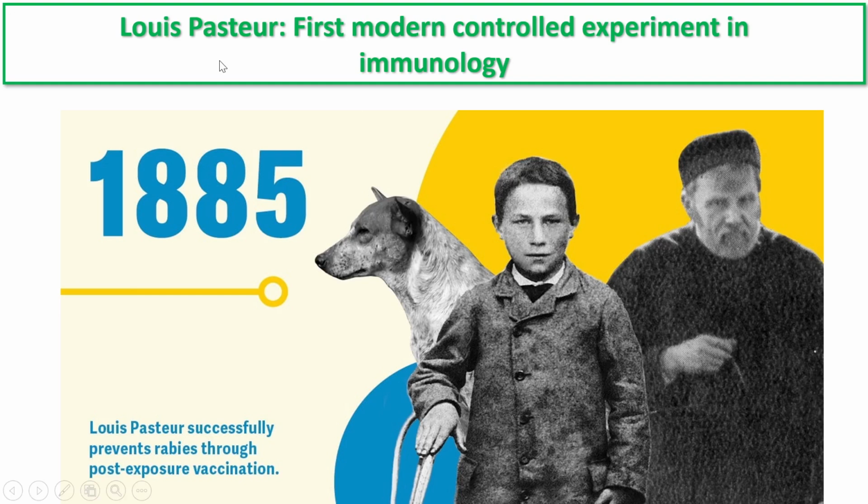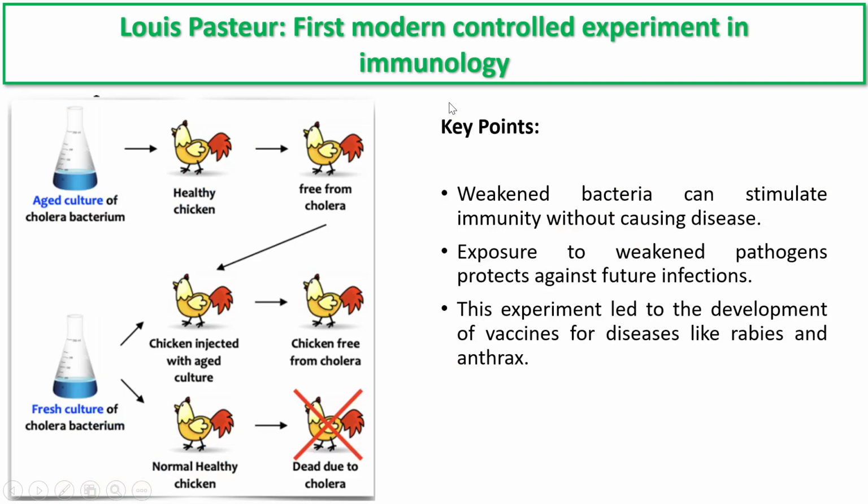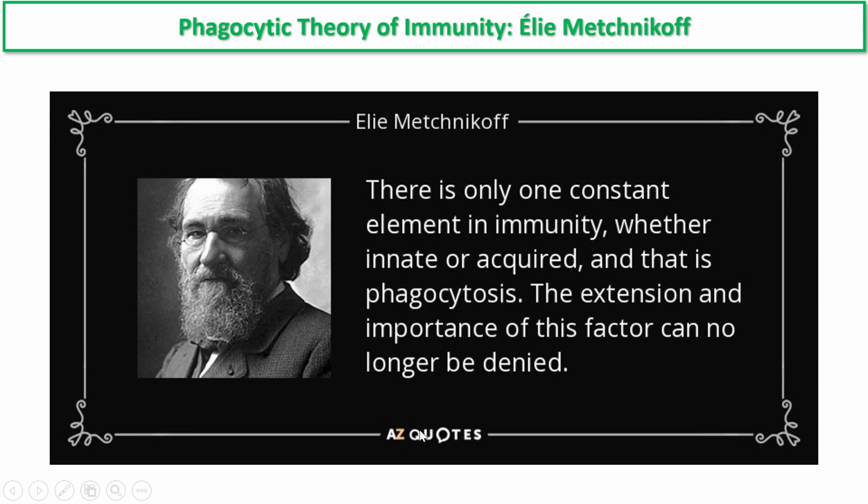The next was Louis Pasteur's story. He conducted the first modern controlled experiment in immunology. He did the experiment on chickens; the infected chicken did not develop any disease. Then he injected again with the fresh culture, and it was still free from disease. And we have seen this particular story of cholera for Louis Pasteur.